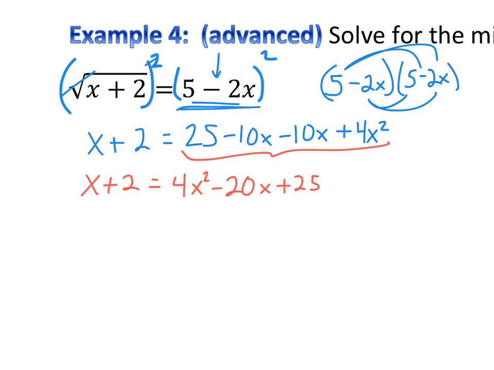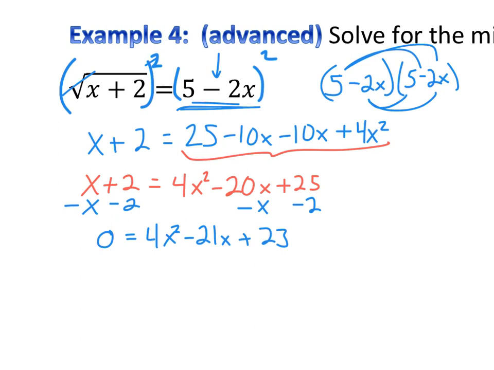It's a quadratic equation, so I'm going to move everything to one side. I'll subtract x from both sides. And I'll also subtract 2. I'm going to do it in the same step here. So I get 0 equals 4x squared minus 21x plus 23. So I have to solve this equation. I can either use the quadratic formula or zero product property. I'm going to try zero product property.